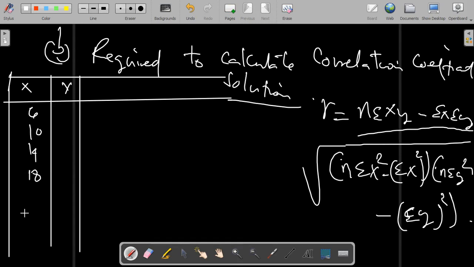Also, in part B, you are required to calculate the correlation coefficient. We have the data of x, that is 6, 10, 14, 18, and 20, and we have y: 142, 185, 96, 49, and 40. We had another table for x squared, but also for y squared as well.